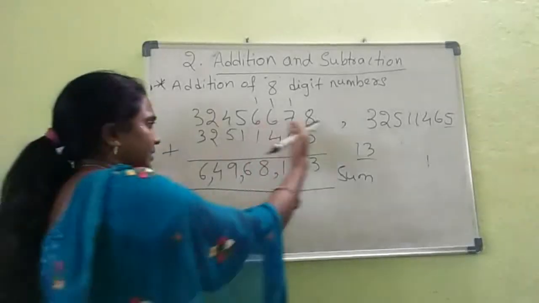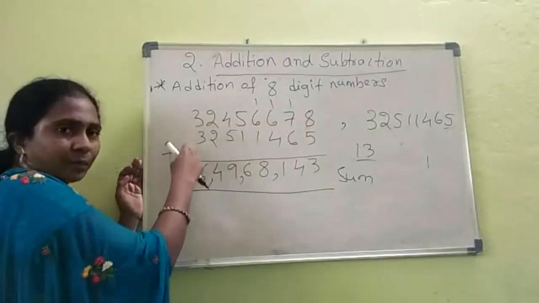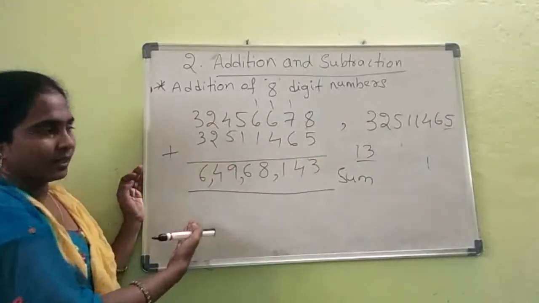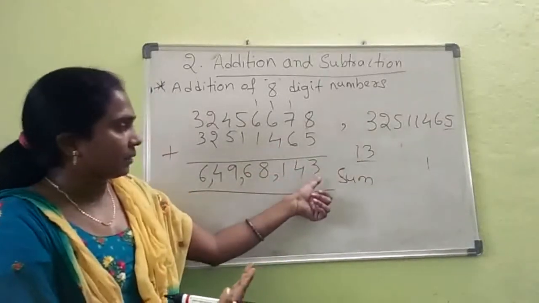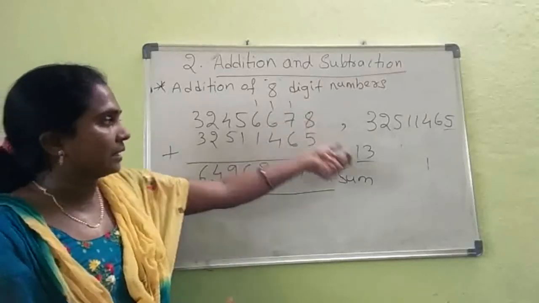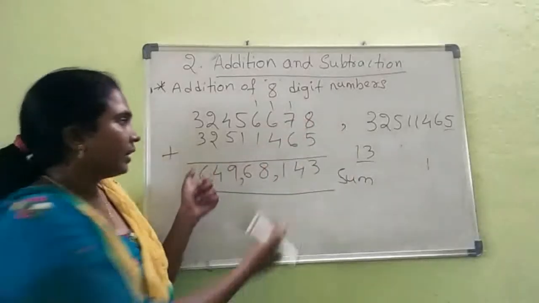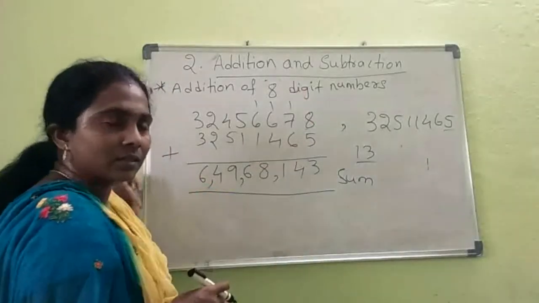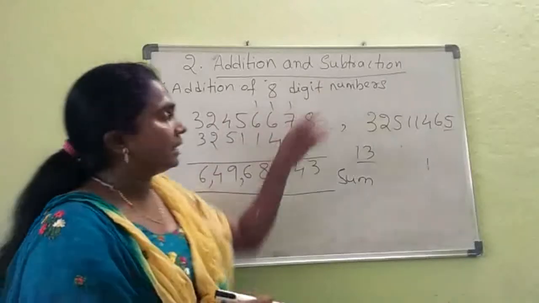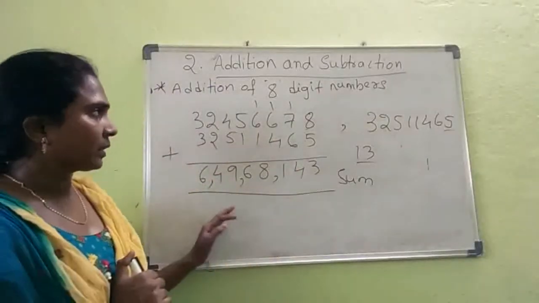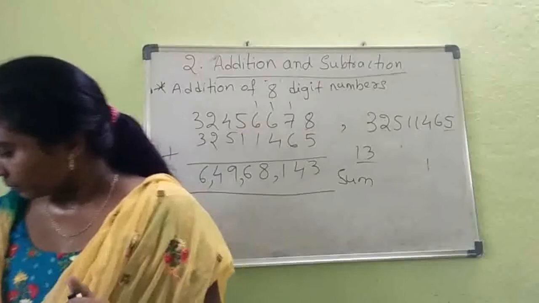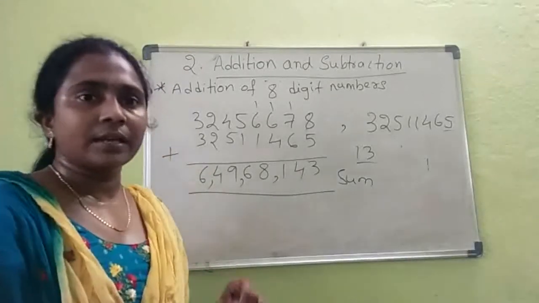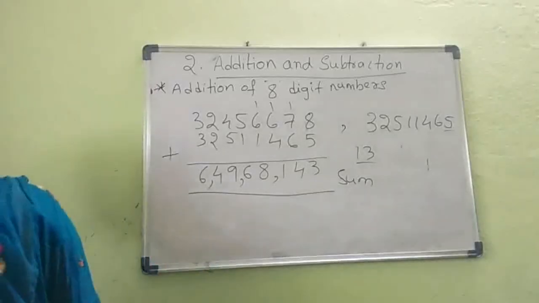Same, right? First thing is you need to place the numbers properly. Then start the addition from the right side to the left side. If you get a 2-digit number, one digit should be written right here, and one digit should be the carry forward. Next time you should add these two numbers plus the carry also. This is the process of addition of 8-digit numbers. I hope it is clear, right? The same thing. What is the next? That is 9-digit numbers. Addition of 9-digit numbers, right?